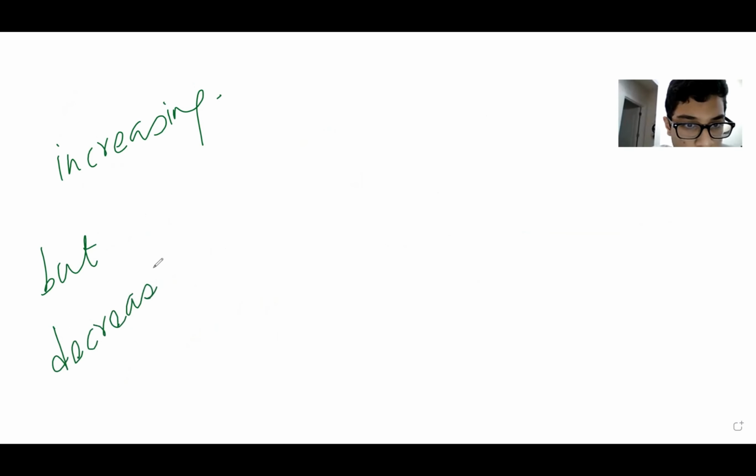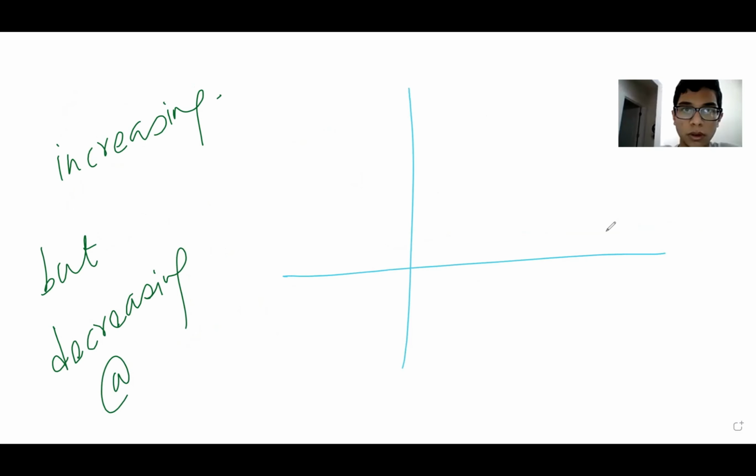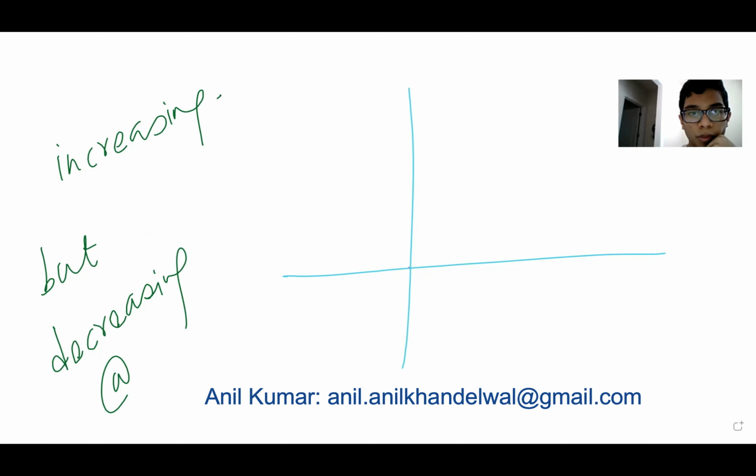but decreasing rate of change, how will I graph it? Tell me. Increasing but decreasing. Okay. When you throw a ball, it goes like this. Do you see it is increasing, but the velocity is decreasing. Do you see that? Correct?